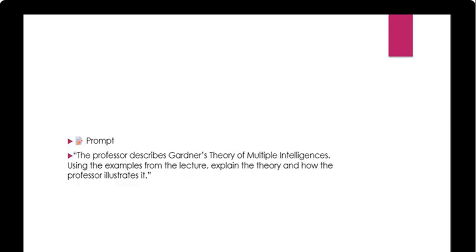The professor describes Gardner's theory of multiple intelligences. Using the examples from the lecture, explain the theory and how the professor illustrates it.